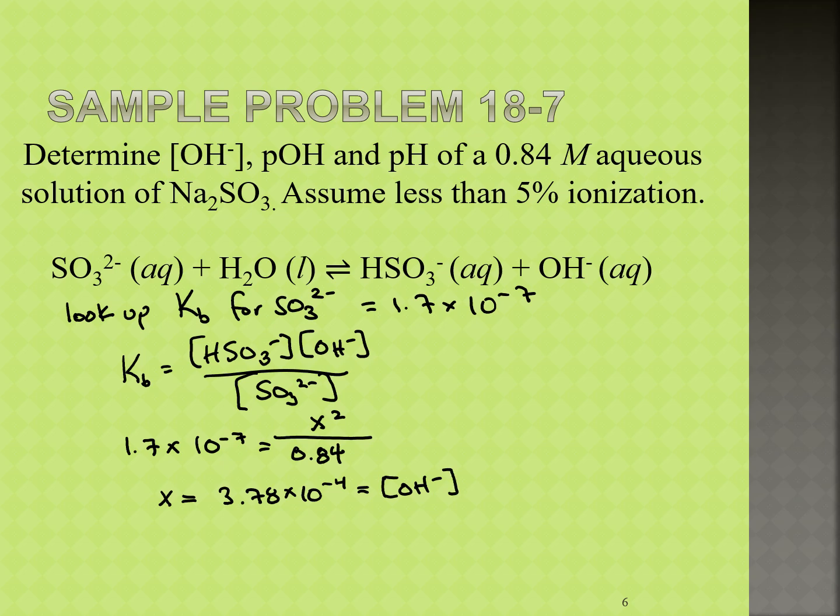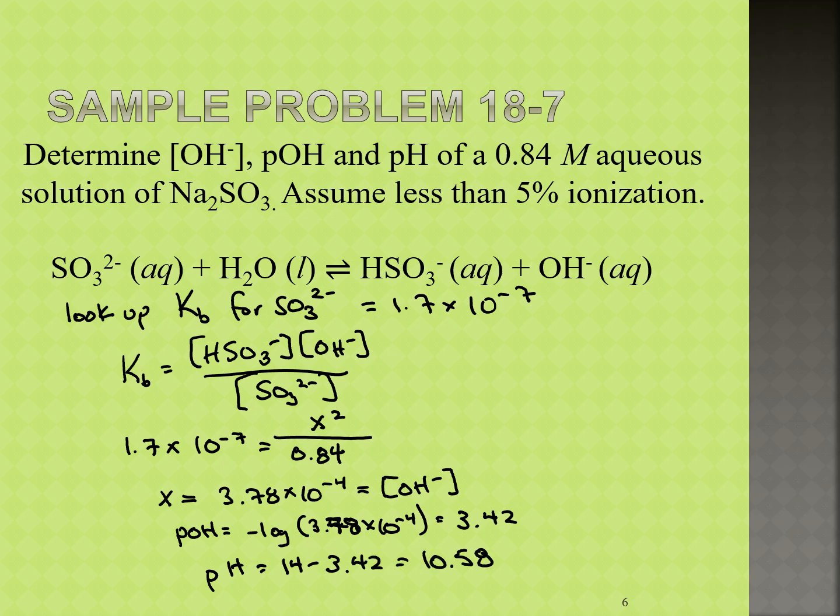So we've got our OH concentration. Now we can find the pOH by doing the negative log of 3.78 times 10 to the minus 4th, which is 3.42. And then finally, the pH is 14 minus 3.42, which happens to be 10.58. So we got all three of our pieces of information there.